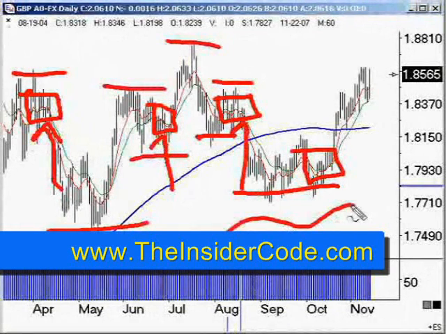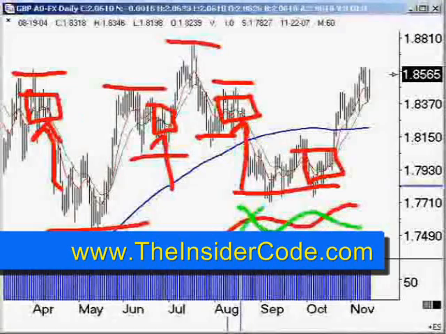And that's nothing more than a moving average doing this and another moving average doing that. They're crisscrossing. They cross here, here, here, again and again.